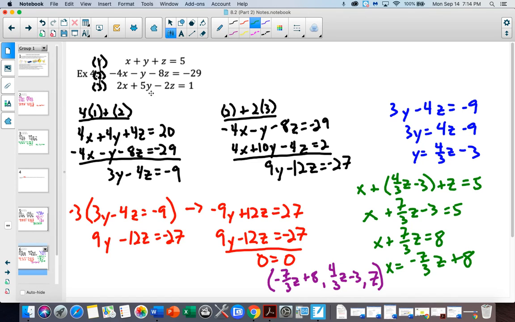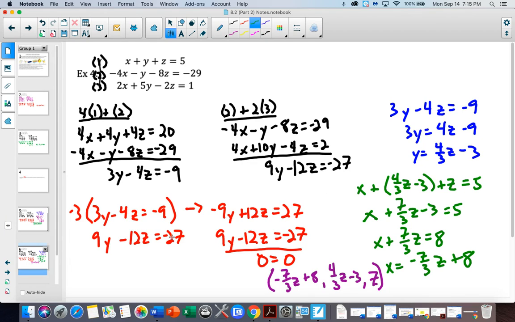All right, so this one we get kind of an ugly answer, right? I chose to try to eliminate the x's. So I did 4 times the first equation plus the second equation, and I got 3y minus 4z equals negative 9. Then, to eliminate the x's again, I took the second equation plus 2 times the third equation and got 9y minus 12z equals negative 27.